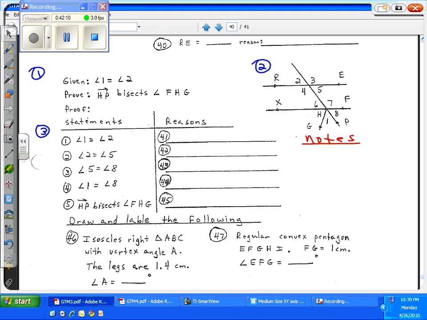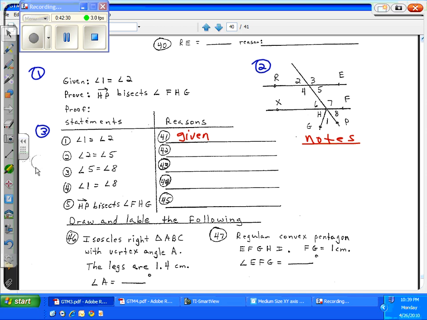So, we're going to go to statement 1. It says angle 1 is equal to angle 2. We look first in the given. It's there, and so we put given. And so we go to the second statement.